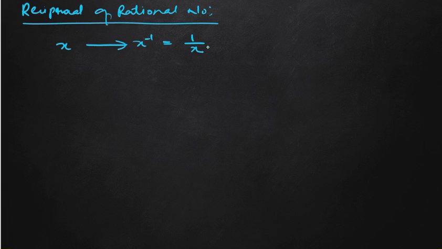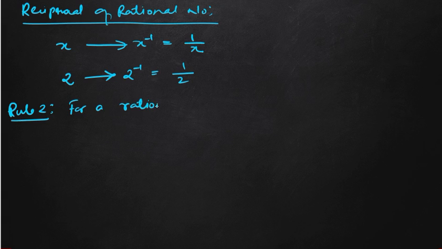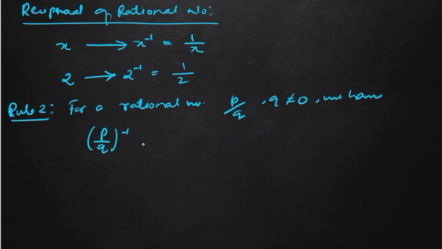Its value will be 1 by x. That means reciprocal of 2, it is denoted by 2 inverse, and 2 inverse is 1 by 2. So the rule will be rule number 2. So rule 2 will be, suppose we have a rational number, okay, for a rational number, suppose we take p by q, okay, you have to remember that denominator cannot be 0. Okay, we have reciprocal will be denoted by p by q power minus 1.